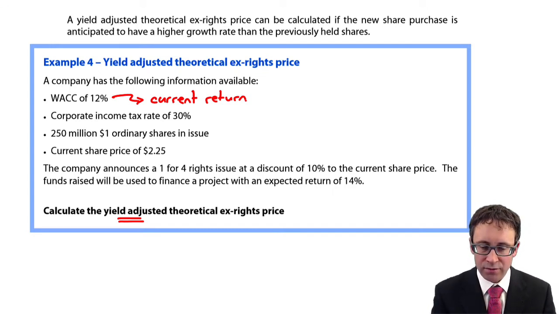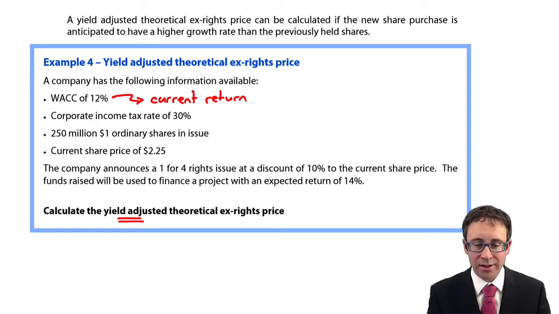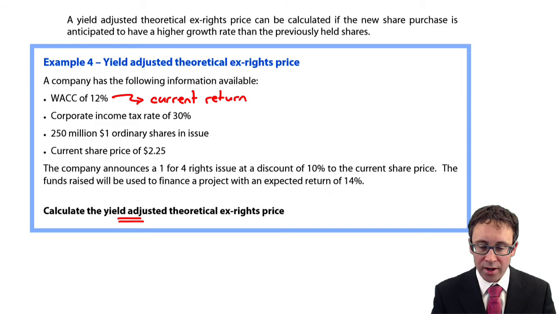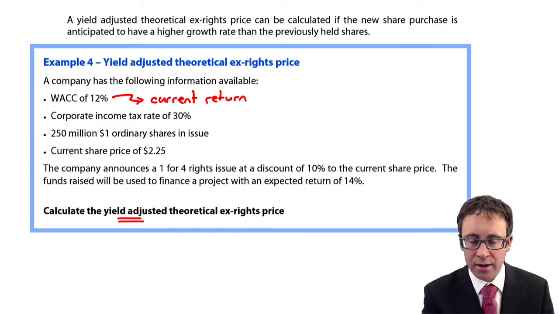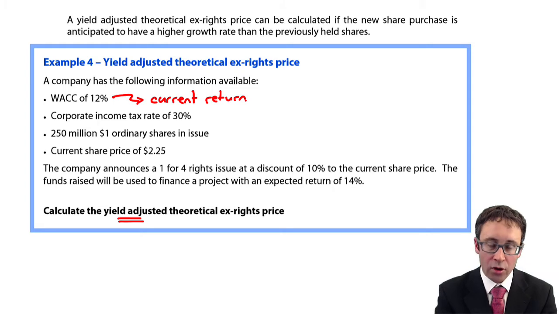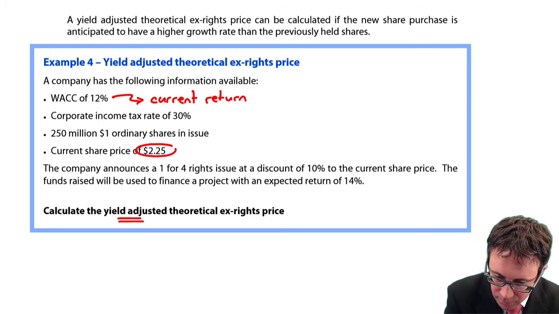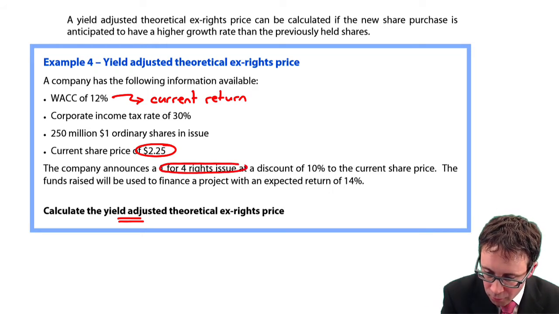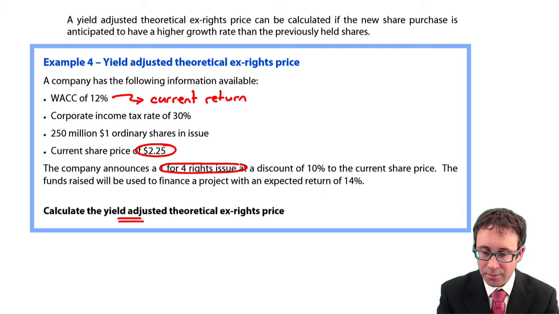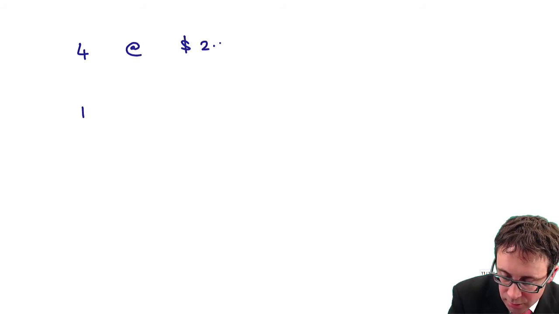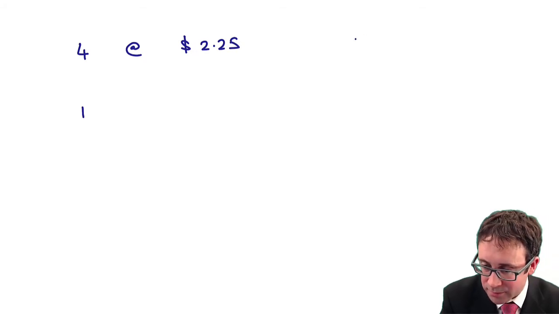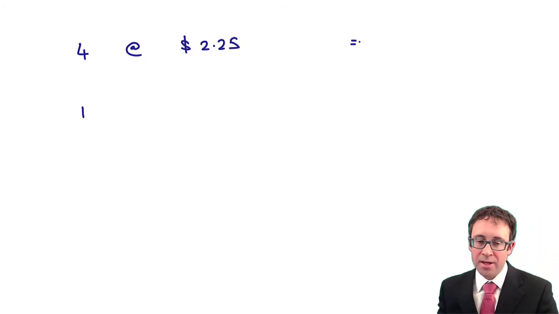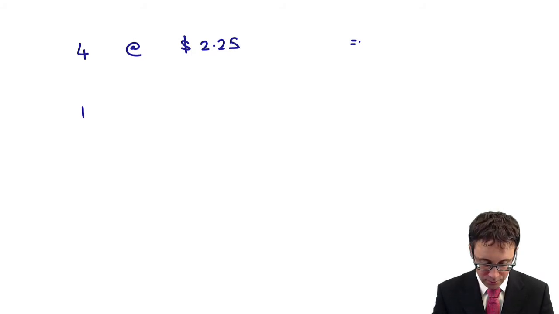It then goes on to say 250 million $1 ordinary shares, so that's the amount of shares in issue. The current share price: if you're working out your ex-rights price and also your yield adjusted ex-rights price, you need to start with your current share price. That's a good start. The $2.25, isn't it? The company announces a 1-for-4 rights issue. So based upon that, we have 4 shares, and those 4 shares are at $2.25. Just leave a little bit of space, as you will see why in a moment.